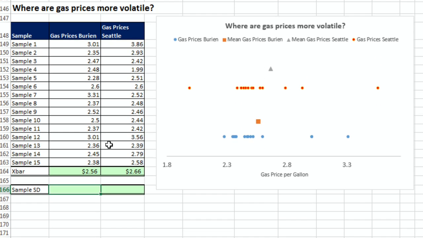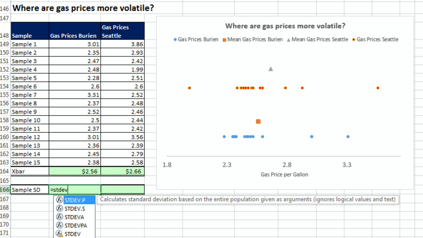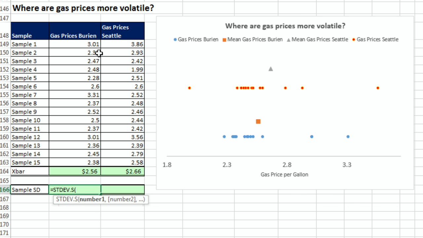Here's our gas prices example. We have an average gas price in Burien, an average gas price in Seattle. Which one has more volatility? Well, it's kind of hard to tell from this chart here, but we can certainly use our measure, STDEV.S. And I'm simply going to highlight the gas prices from our sample from Burien. Control Enter. It's a relative cell reference. So it looks like $2.56 with a standard deviation of about 30 cents. I'm going to drag this over.